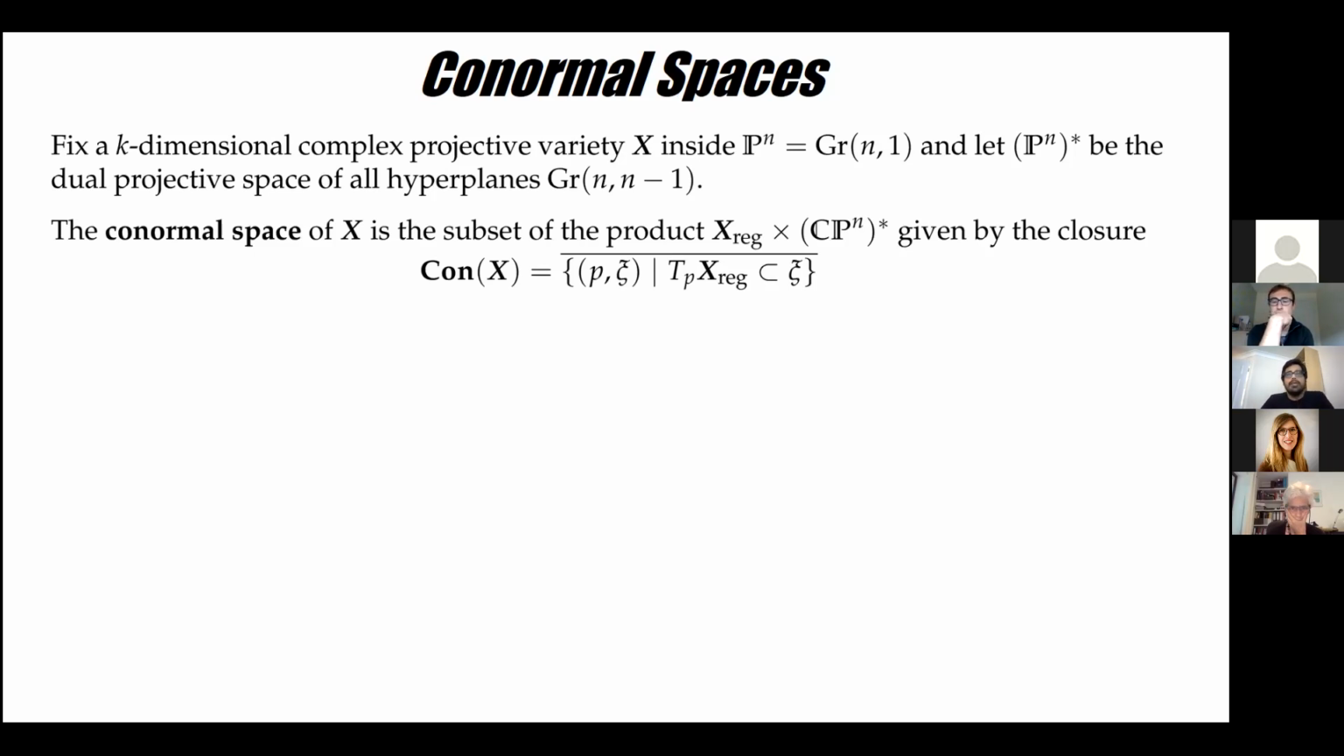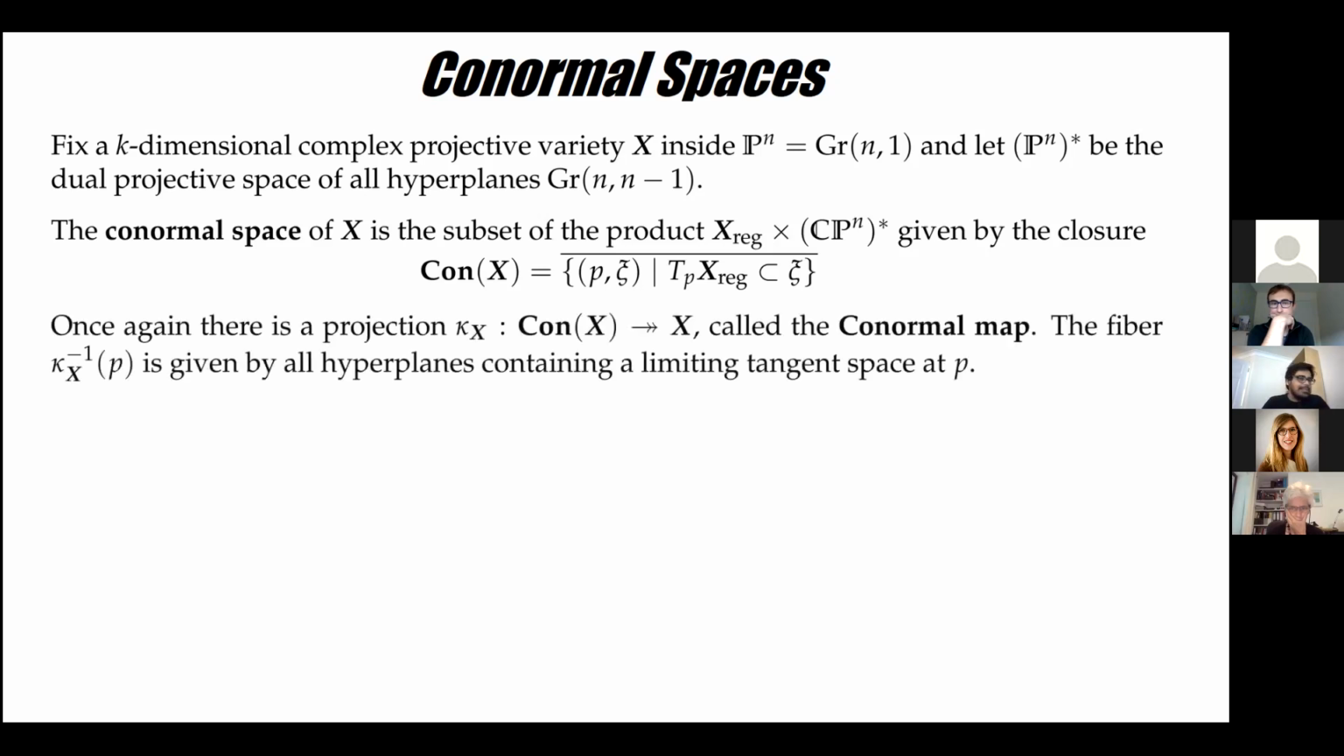So the conormal space is the subset of the product, defined exactly like the Nash blow-up, but now we're looking at all the hyperplanes, so only n minus 1 dimensional planes that contain your given limiting tangent space at X. And so you take that closure, and as before, you get a projection map called, this time, the conormal map, and the fiber is all hyperplanes that contain a limiting tangent space. So this is different. We're not getting exactly the tangent space, but we're getting this family of hyperplanes that contain it.